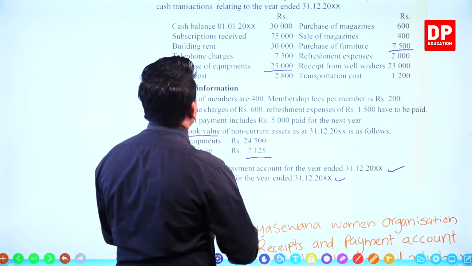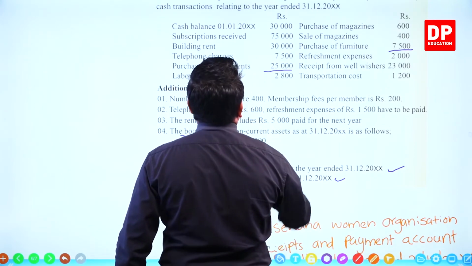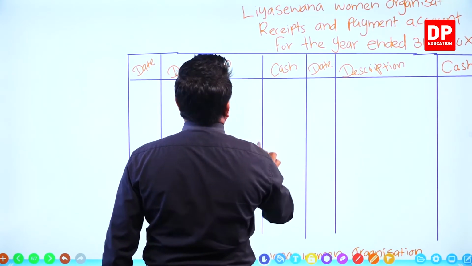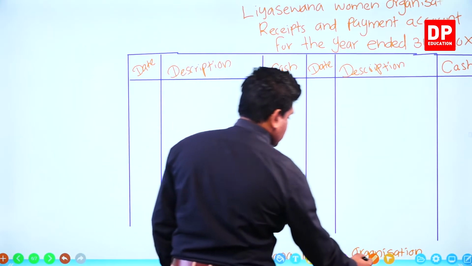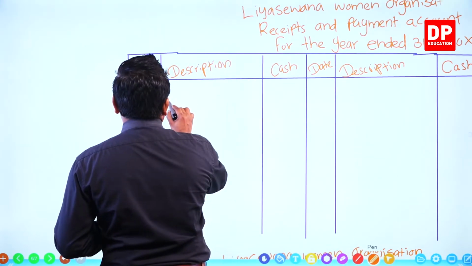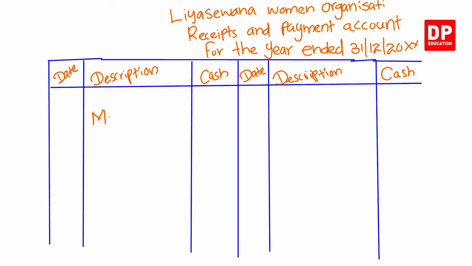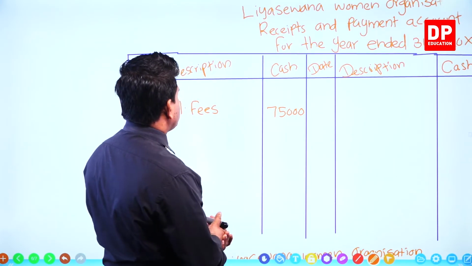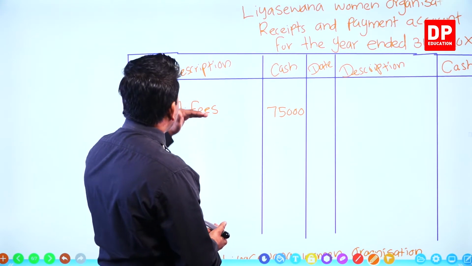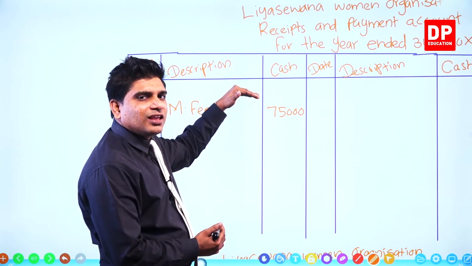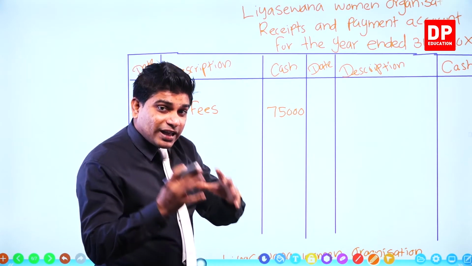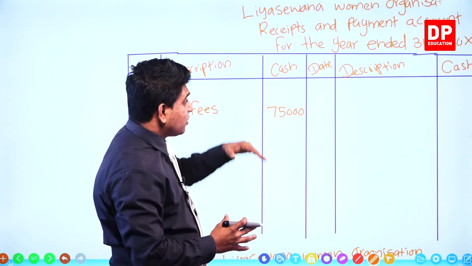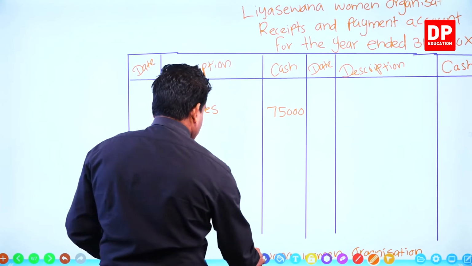right? Then in the receipts and payment account you put what? 75,000, right? Membership fees 75,000. Yeah, I put it, but I gave space here. Why? Remember, if they have given a cash balance, we have to enter the cash balance on the top, right? That's why I keep this space.